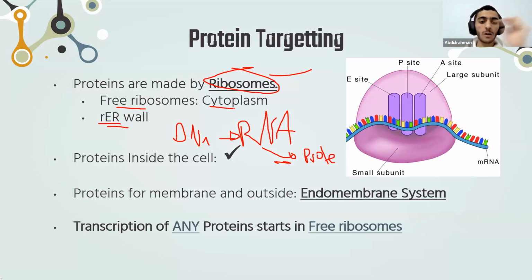Now, as you can see here, the proteins synthesized inside the cell are made in the cytoplasm by the free ribosomes. You got your protein, whatever protein you made, it's inside the cell. You don't need to do anything else to it because you just made it and it's there. Which ribosomes did that? The free ribosomes. On the other hand, the proteins that are made for the membrane and to be sent outside the cell are made by the ribosomes on the rough endoplasmic reticulum.